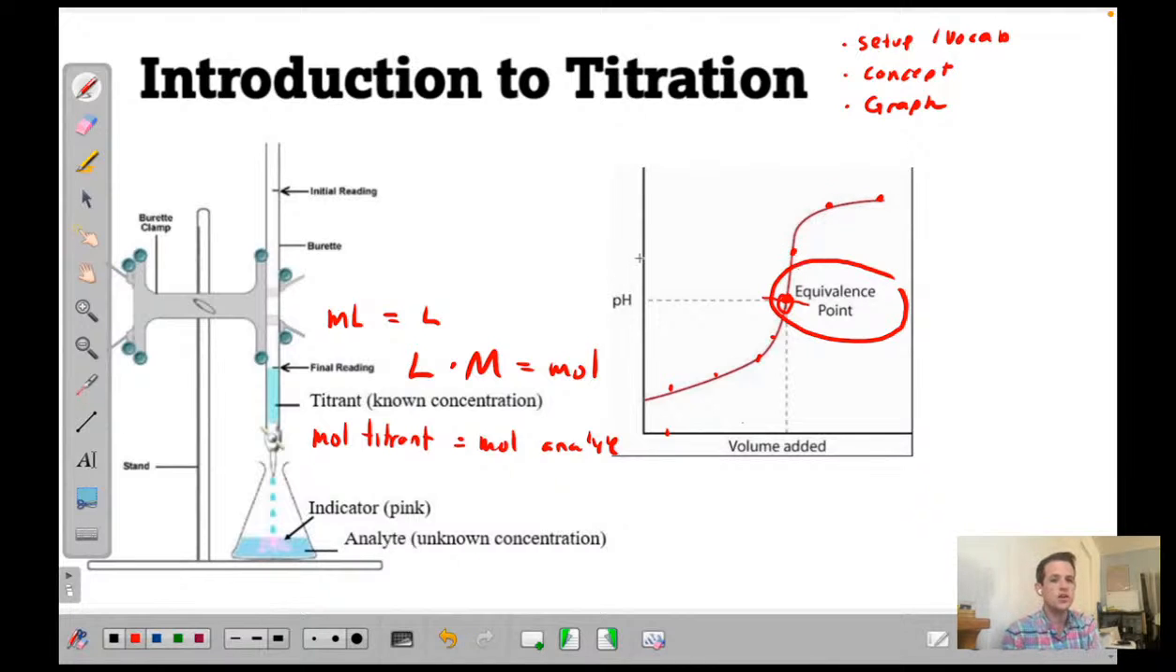Now, the pH scale is a logarithmic scale. Each time it goes up by 1 on the pH scale, it's actually going up by a factor of 10. 10 to the 1, 10 to the 2, 10 to the 3.